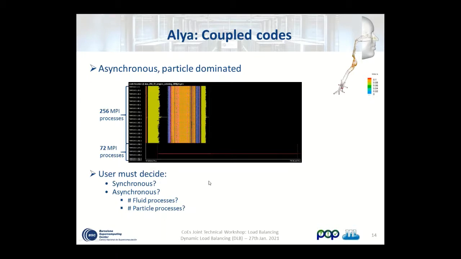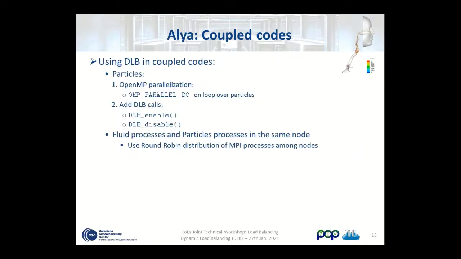And this is what we want to help also. To enable DLB in this simulation, in this case, the loop over the particles in Alya was not parallelized, so we need to parallelize that loop. And then we did the same. We enable and disable DLB around that loop.